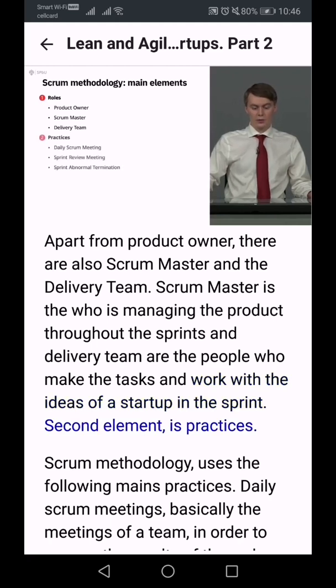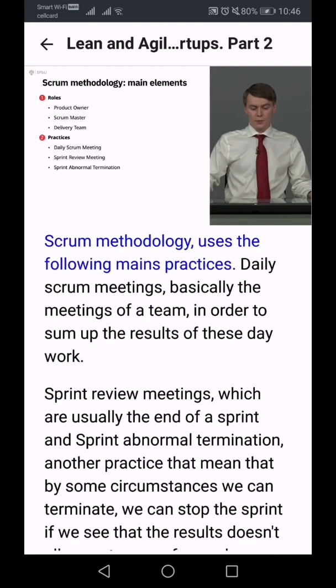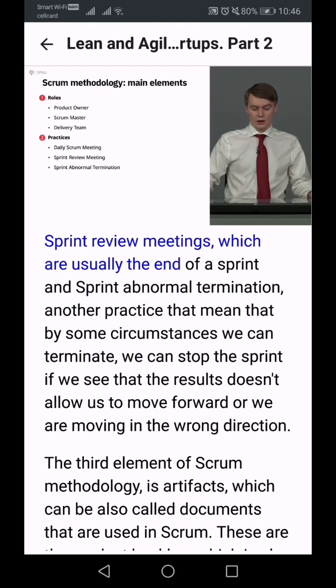Second element is practices. Scrum methodology uses the following main practices. Daily Scrum meetings, basically the meetings of a team, in order to sum up the results of this day of work. Sprint review meetings, which are usually at the end of a sprint, and sprint abnormal termination, another practice that means that by some circumstances we can terminate, we can stop the sprint if we see that the results do not allow us to move forward, or we are moving in the wrong direction.